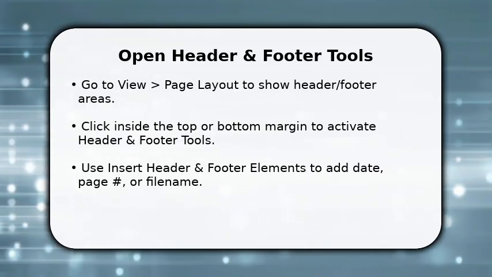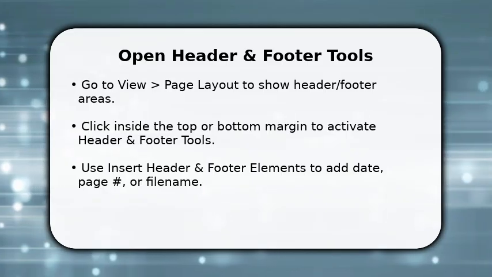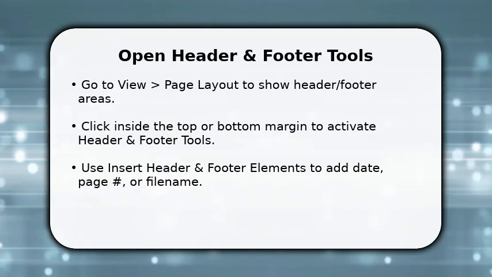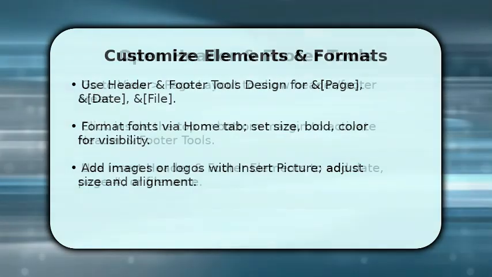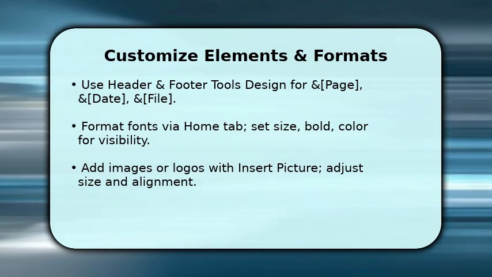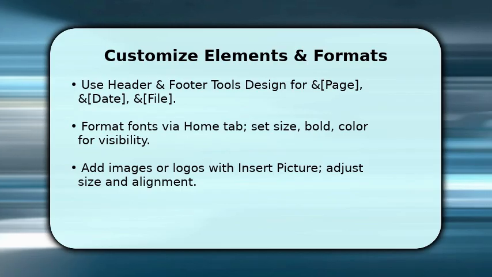Make sure to choose left, center, or right sections before inserting an element because placement determines alignment across every printed page. Once the header area is active, use the Header and Footer Tools Design tab to insert page and date or file placeholders. These auto-update. You can format text by selecting the header text, then using the Home tab to change font, size, and color so it prints clearly.